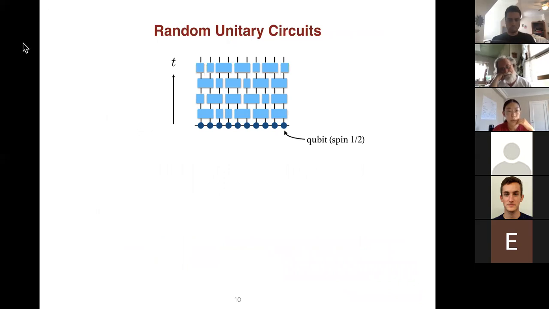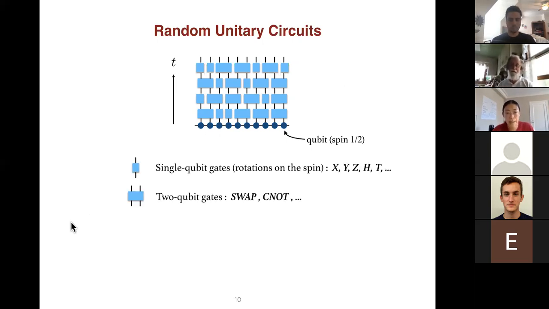Okay, so just to give you a quick introduction to random unitary circuits, here we're considering the simplest case, 1+1D qubit circuits. Those are the quantum gates that you can apply in your circuits. For example, you can have single qubit gates, which are basically rotations on each spin 1/2, such as Pauli X, Y, Z, which are pi rotations, and the Hadamard gate or T gate, et cetera. You can also have 2-qubit gates acting on neighboring sites, such as swap gates and controlled-NOT gates. For now, you don't need to know exactly what those gates are. I will introduce them later in more detail.